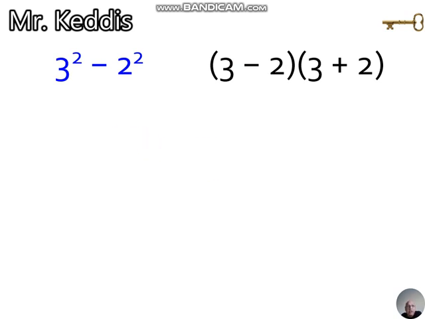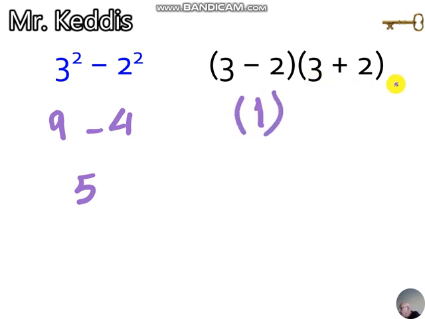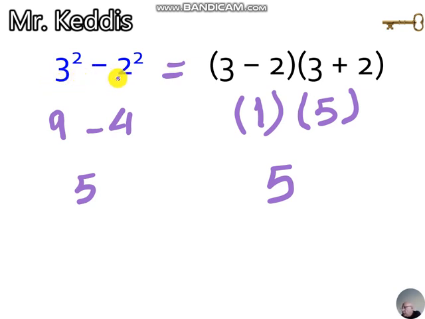3 squared minus 2 squared. 3 squared means 9. Minus 4. 9 minus 4, I get 5. The first binomial, 3 minus 2, you get 1. 3 plus 2, second binomial, I get 5. And 1 times 5 is 5. 5 is equivalent to 5, meaning they are equal. The difference between squares, 3 squared minus 2 squared, becomes 3 minus 2 and 3 plus 2, because both are equivalent.